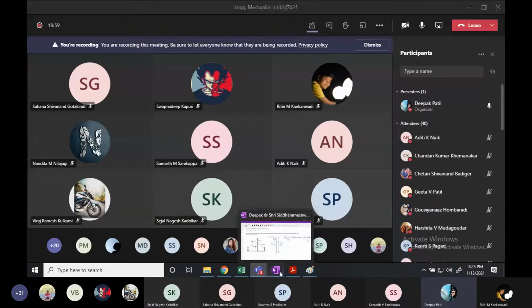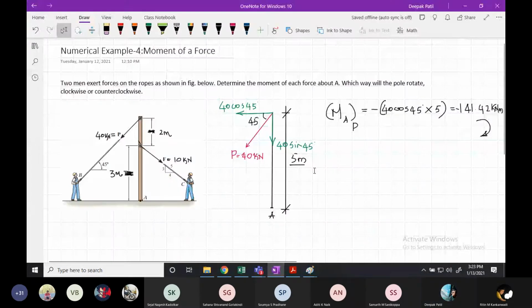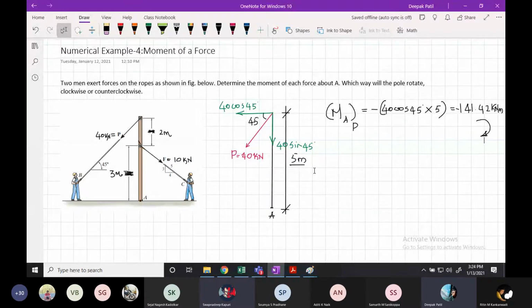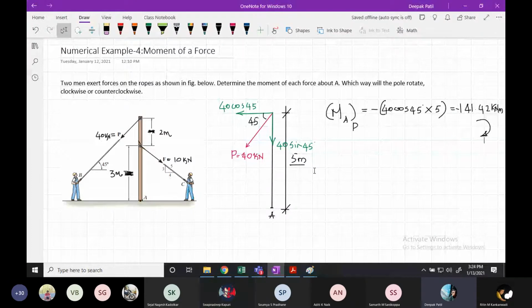So is there any doubt, students? Sir, what about 40 sine 45 degree? That I told, no, 40 sine 45, the line of action of 40 sine 45 passes through point A. Yes, sir. So the moment because of that will be 0, so I'm not taking it into account. Okay, sir. Is there any other doubts?